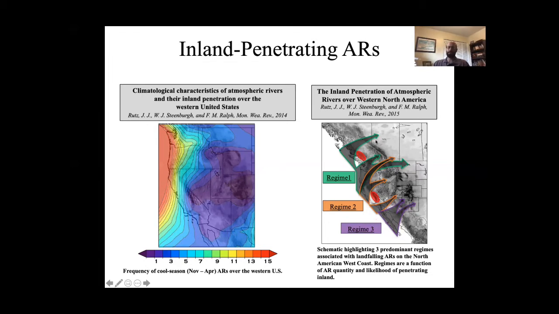Over here on the right, this is just a schematic that we did highlighting various pathways of inland penetration for atmospheric rivers. They tend to prefer relatively low elevation corridors. You can see here through the Pacific Northwest and the Northern Rockies out into Montana, other areas here through the Northern Sierra.